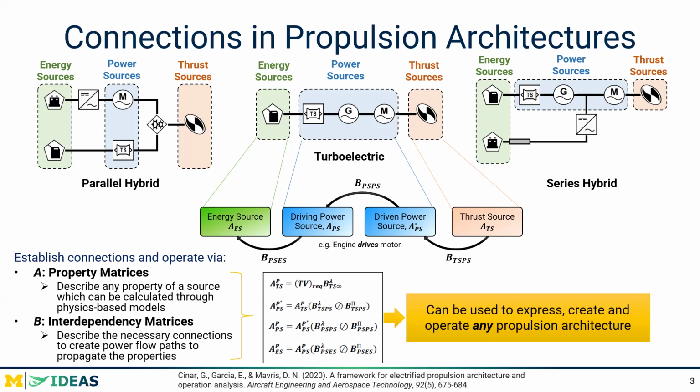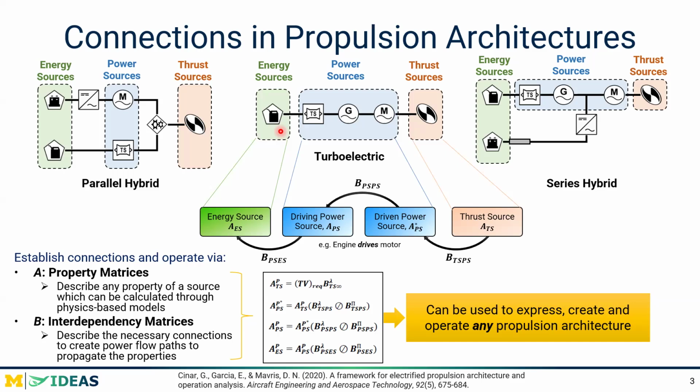So what we can do is use the property matrices, these A's, along with the interdependency matrices, the B's, which show the flow, to propagate energy from the thrust sources all the way back to the energy sources. And the really nice thing about these matrices is that they can be used to express, create, and operate any propulsion architecture you want. So before we go on to look at some examples, there's one more thing I would like to clarify.